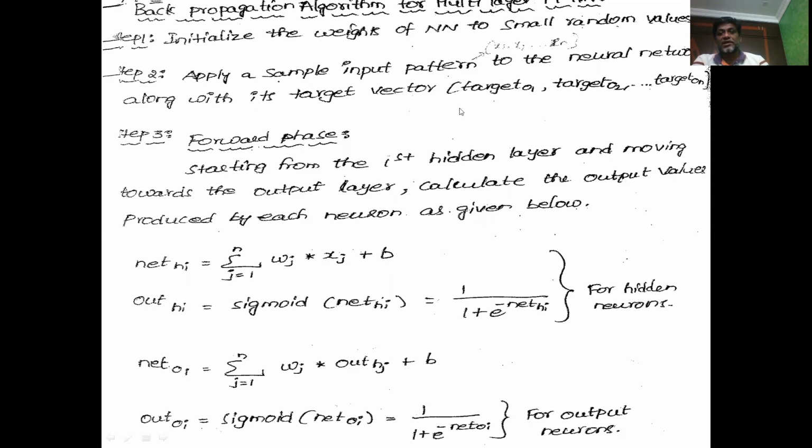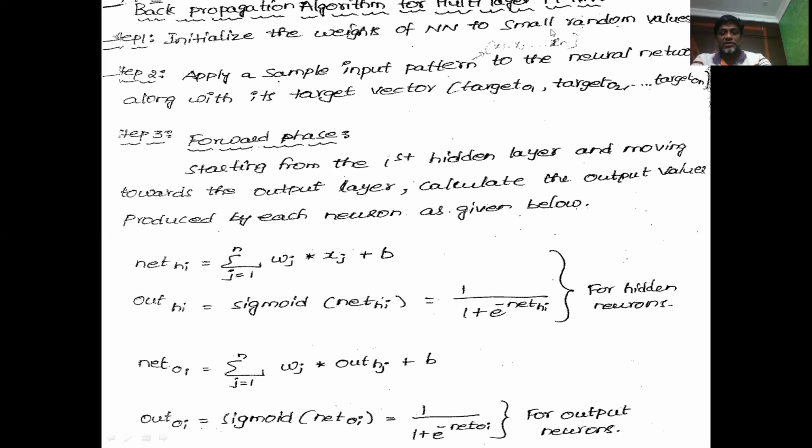Step 2 is to apply a sample input pattern to the neural network along with its target vector. For example, if the input vector is x1, x2, and so on up to xn, we use the target vector, target 1, target 2, and so on, assuming there are that many output neurons in the output layer. By applying these, we will be able to calculate the error term, because these are the desired responses from your output neurons, and this is the input pattern we supply to the neural network.